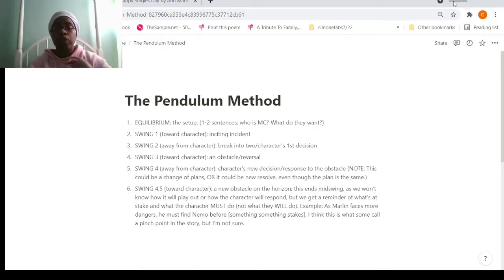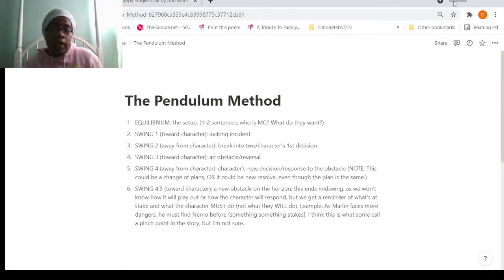So what you're doing is you are hinting that more obstacles are coming, or that a new obstacle is coming. There's a new thing that your main character might have to face, but we don't know how they're going to respond to it. But you're just hinting that something is coming toward them. Okay, there's a new obstacle coming.